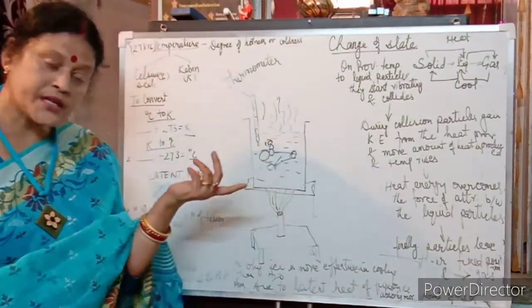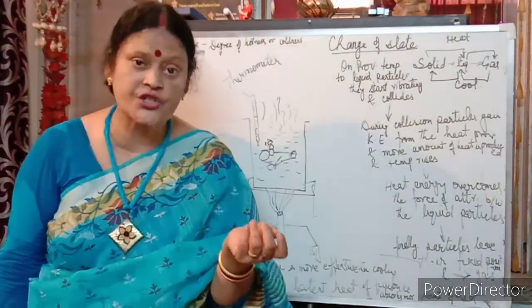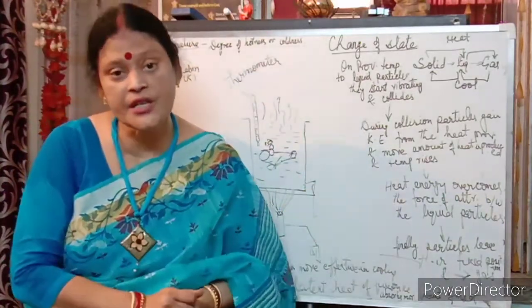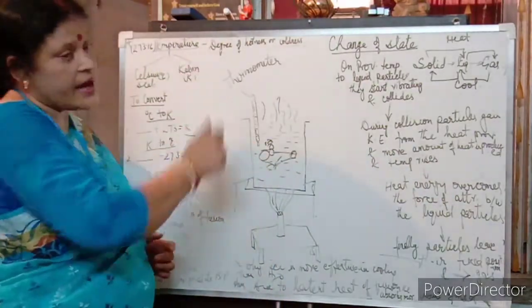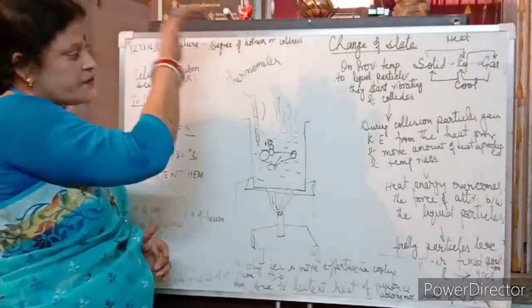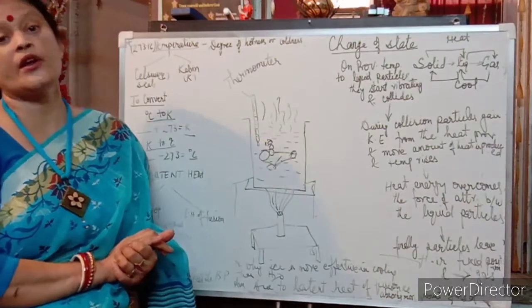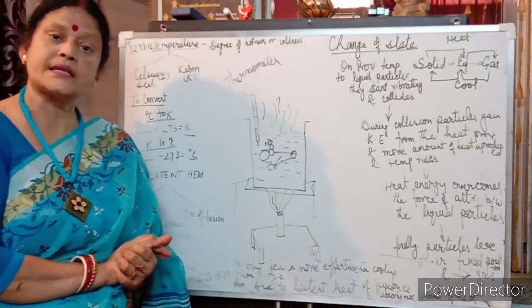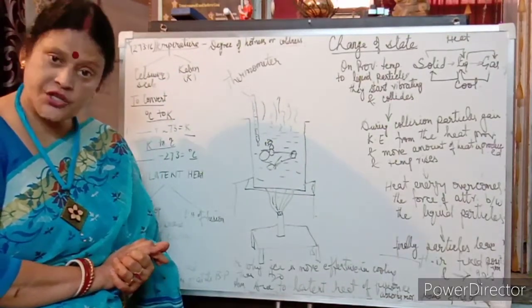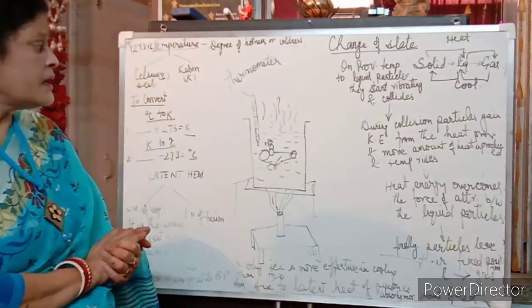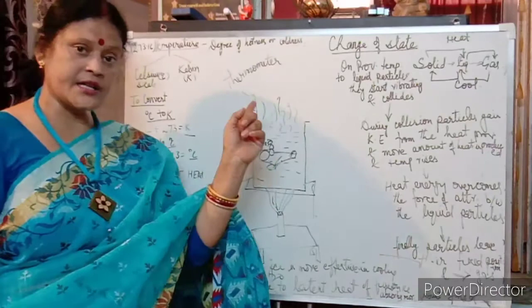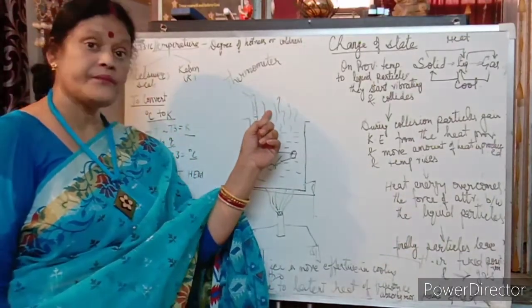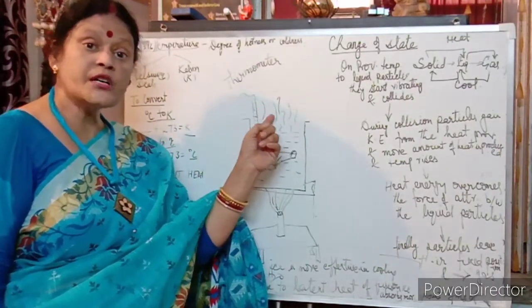Clear? I am repeating again, what is latent heat of vaporization? It is the amount of heat energy required to convert 1 kg of liquid into gaseous state at atmospheric pressure at its boiling point. This is known as latent heat of vaporization. Now, here water is converting into steam. Steam, what happens? Burn, severe burn.